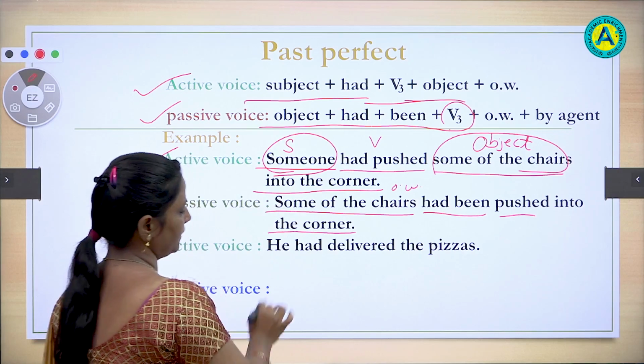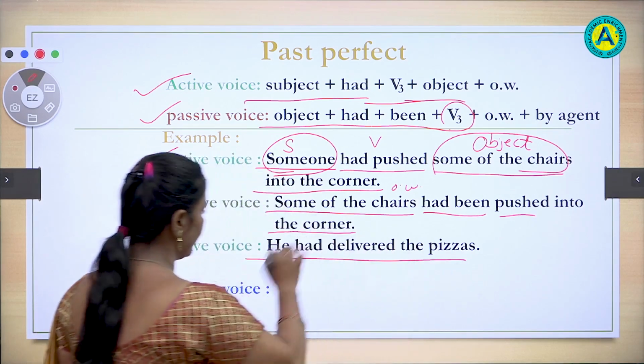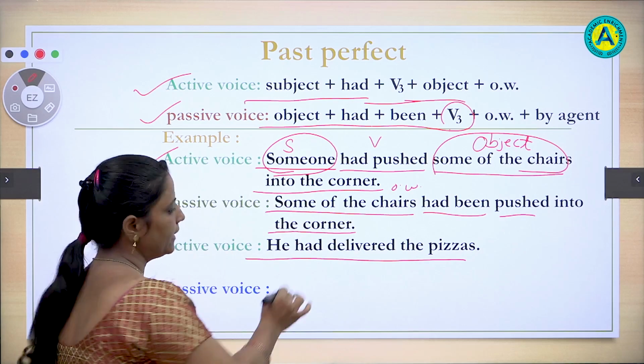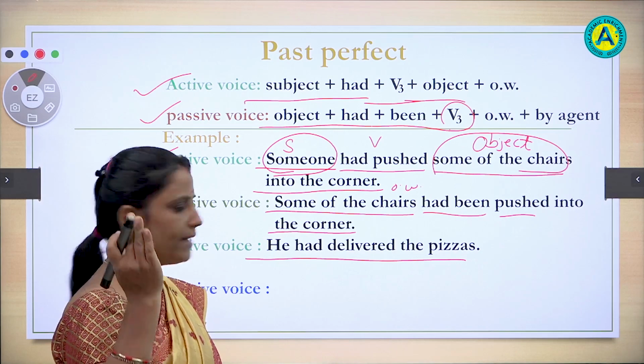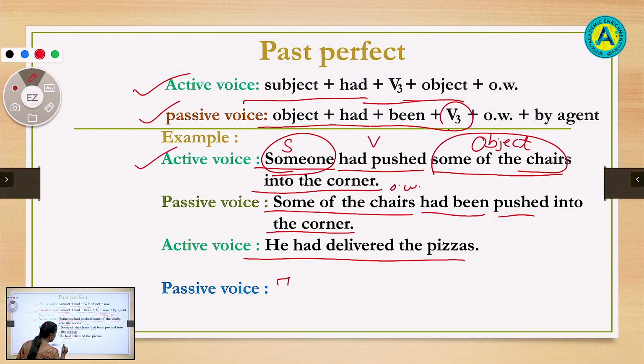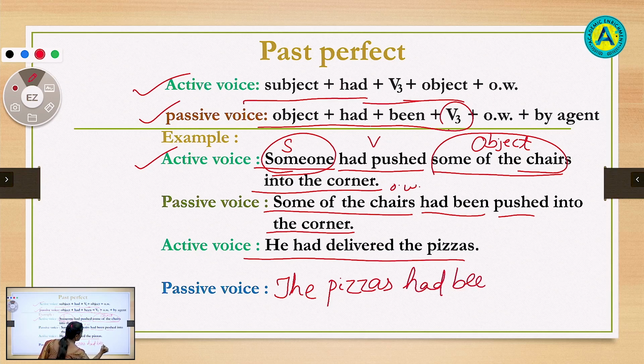Then who can answer this question? Who can tell the passive form of this sentence? He had delivered the pizzas. Who will answer? Yes, very good. The answer is the pizzas had been delivered. Here we will not use by agent because he is a personal pronoun.